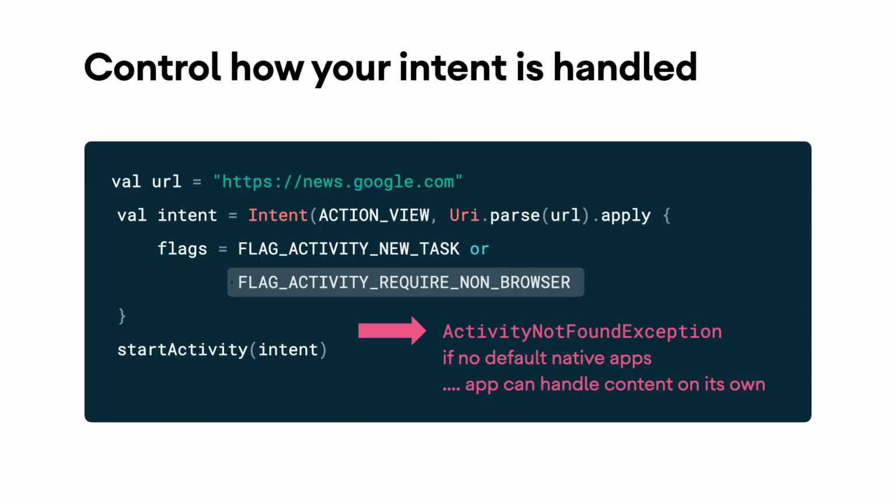There's another similar intent flag called Activity Required Default. It ensures that there must be one default app that can handle the view intent. Else, it will also result in the same exception, so you can override the experience for your users.